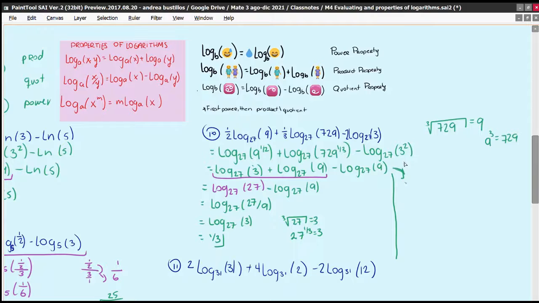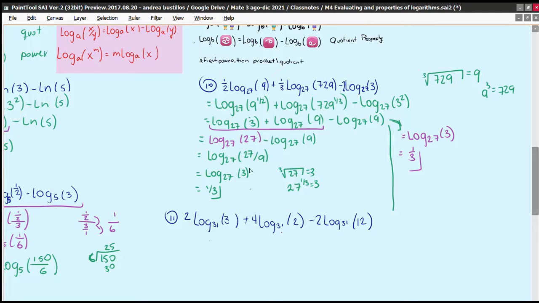So from here we can go into just logarithm base 27 of 3. And as we have stated previously, we know that 1/3 is the power to which we have to raise 27 to obtain 3. So this is the final answer. Two different ways, same goal.